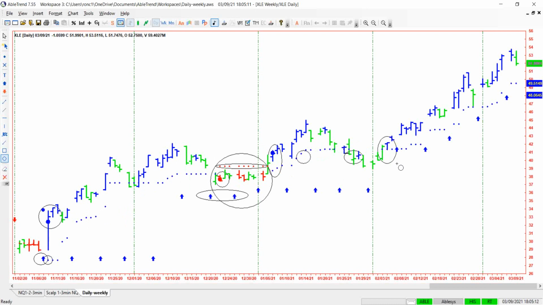But I want to show you this here. That's a perfect sweet spot. You've got triple confirmation: blue bar, blue small dot, blue arrow.